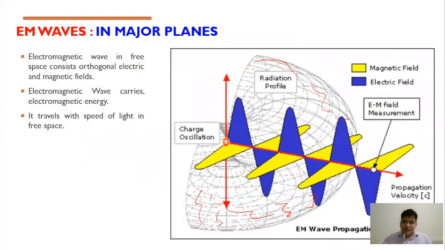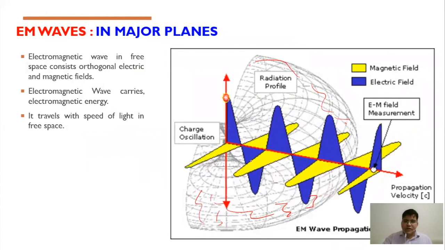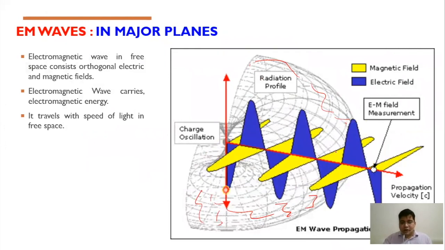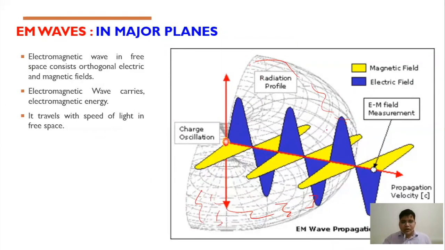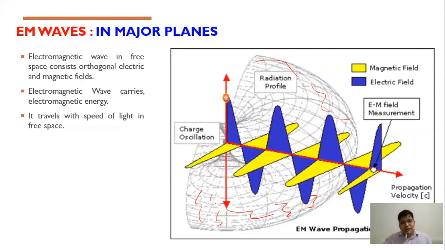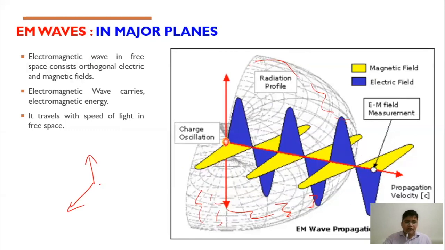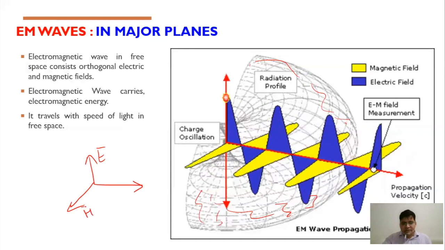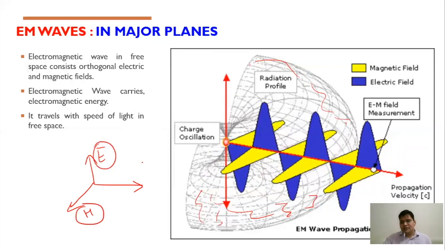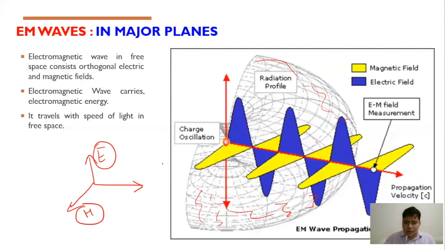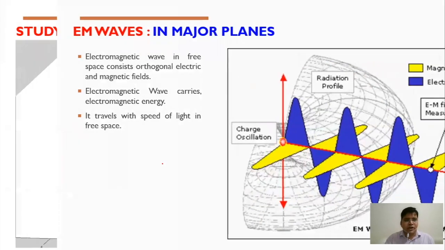So in this way, the electromagnetic field is moving in the medium, in free space, or in any medium. At any point, if you observe the electric field, the magnetic field, and the direction of propagation, they will be orthogonal to each other. So that is the concept of the electromagnetic field, which is moving in any medium. So that is about the electromagnetic field.